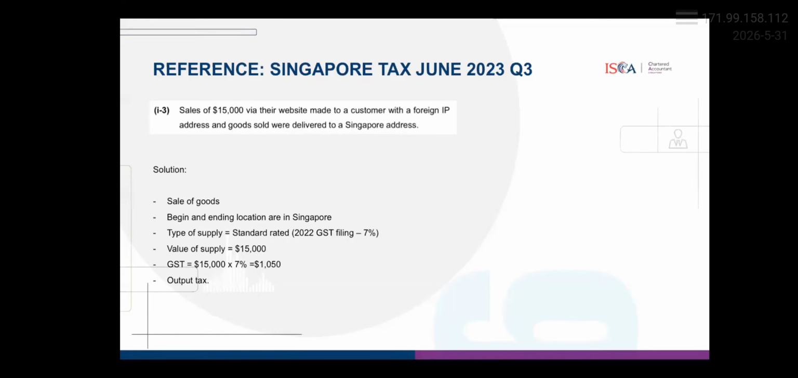The next one here, we have also a sale of 15,000 via their website made to a customer with a foreign IP address, and goods were delivered to a Singapore address. This is again a sale of goods. The beginning and ending location are both in Singapore. The type of supply, therefore, is a standard rated supply. The value of supply is 15,000. We apply 7% on 15,000. That gives us $1,050, which constitutes the output tax.